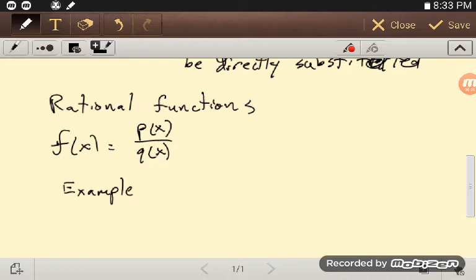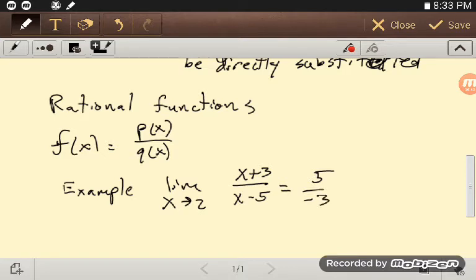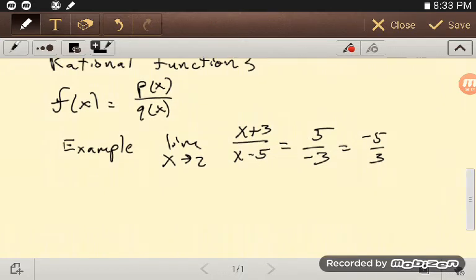So for instance, if I have the limit as x goes to 2 of one polynomial, and we'll make these really simple to see, x plus 3 over x minus 5, I can do direct substitution, right? I get 5 over negative 3. Great. That's a little bit ugly to write that way. Negative 5 over 3 is a better way to write it. So direct substitution, fine, not a problem.